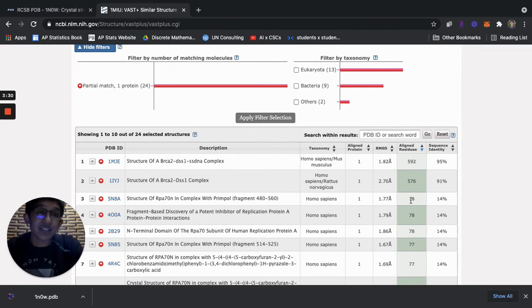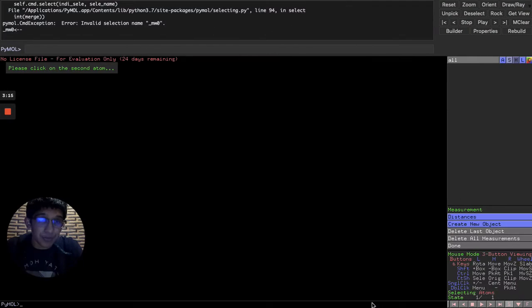As you can see, these are 78 and only have 14% sequence identity after only 2 of these selected structures, which means that this is very rare. So we know that these are very highly related to each other, which means that they're both probably likely breast cancer susceptibility proteins. Let's hop on over to PyMOL right now.